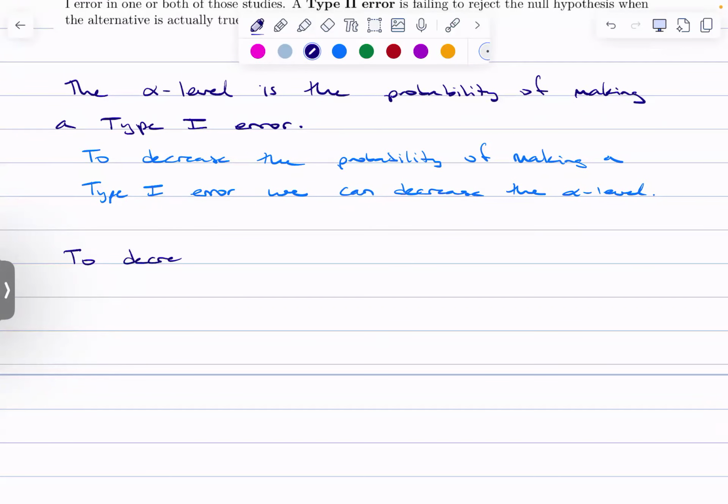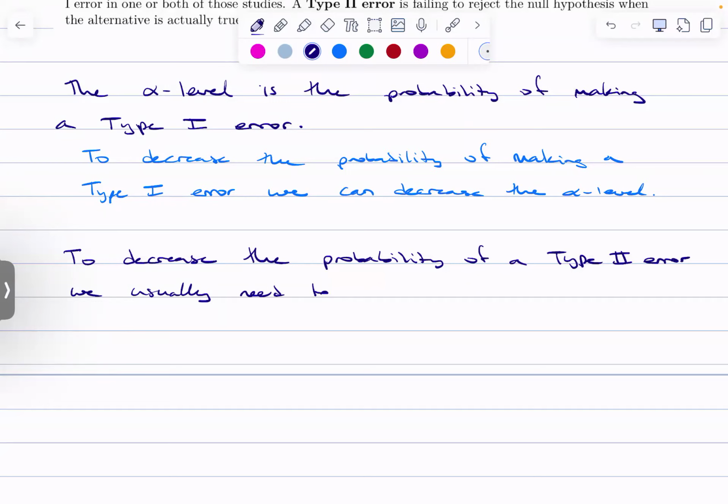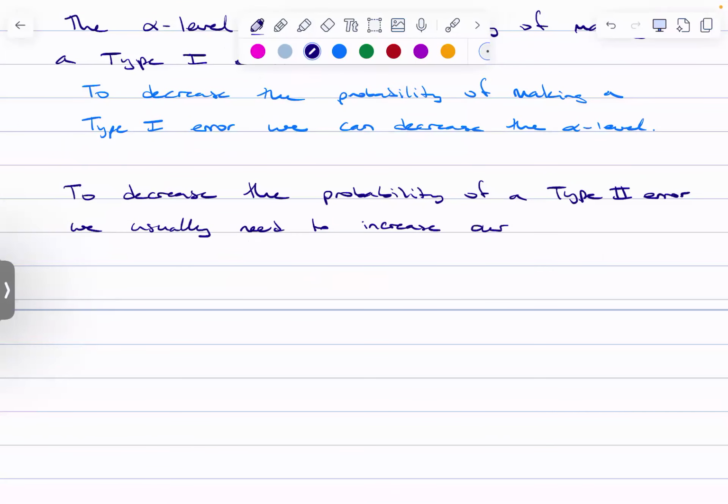To decrease the probability of a type 2 error, we usually need to increase our sample size.